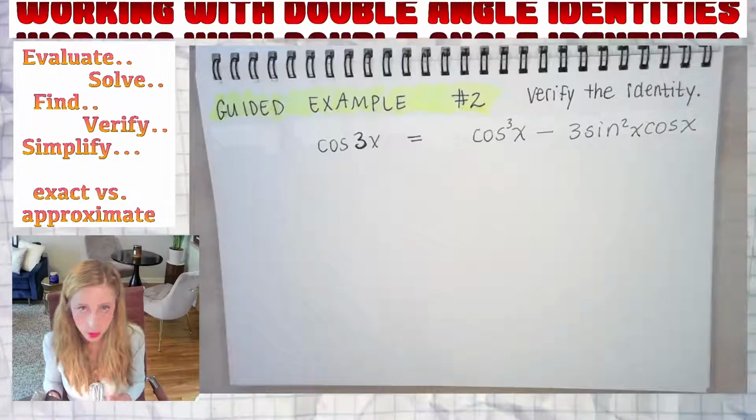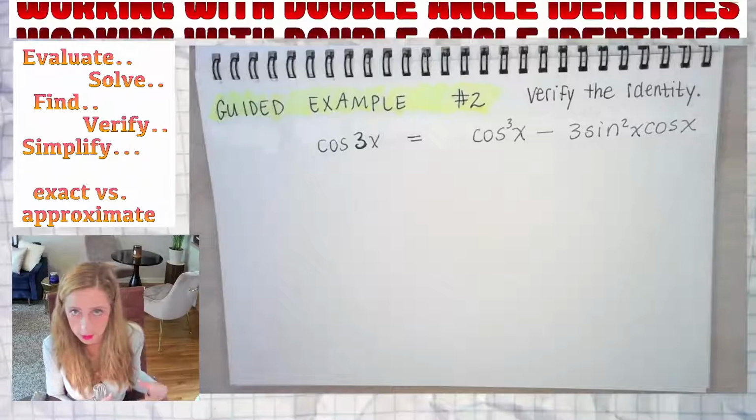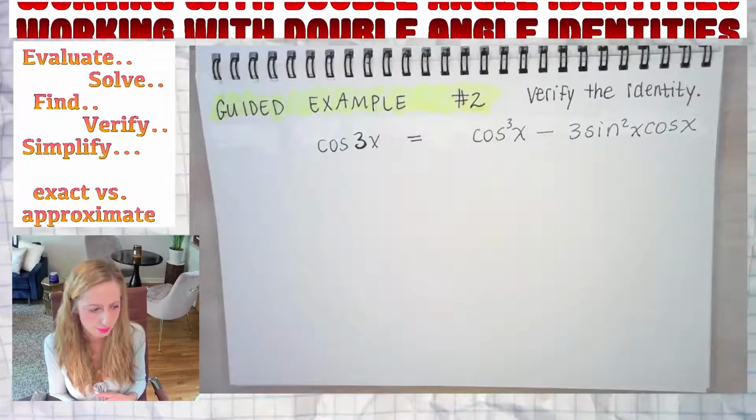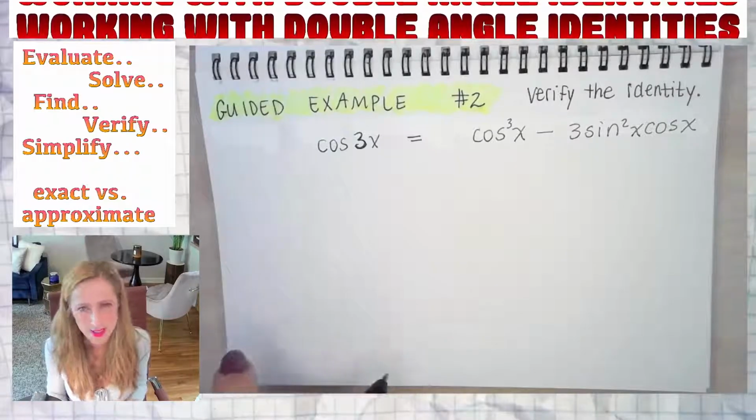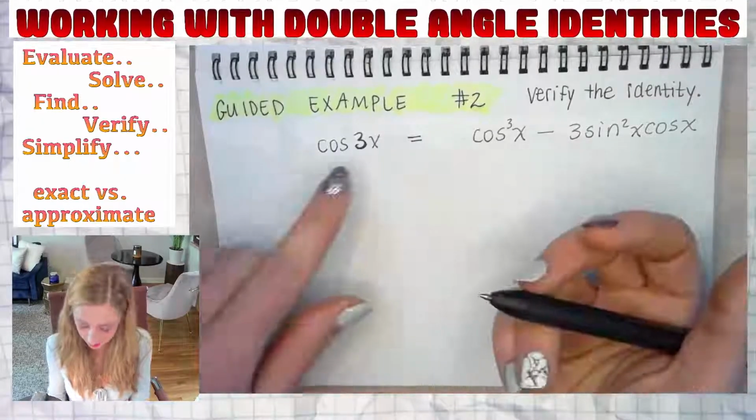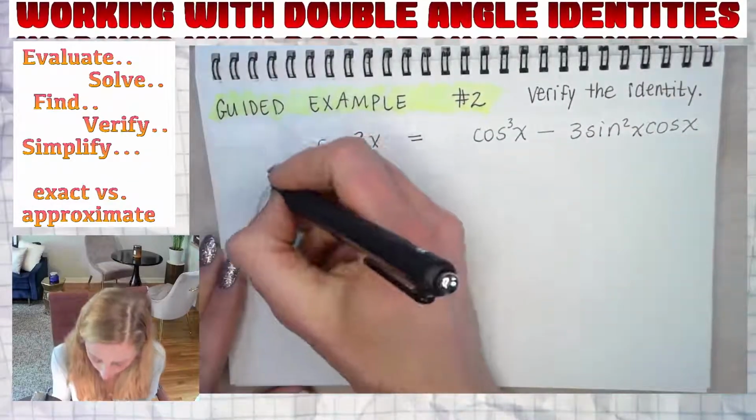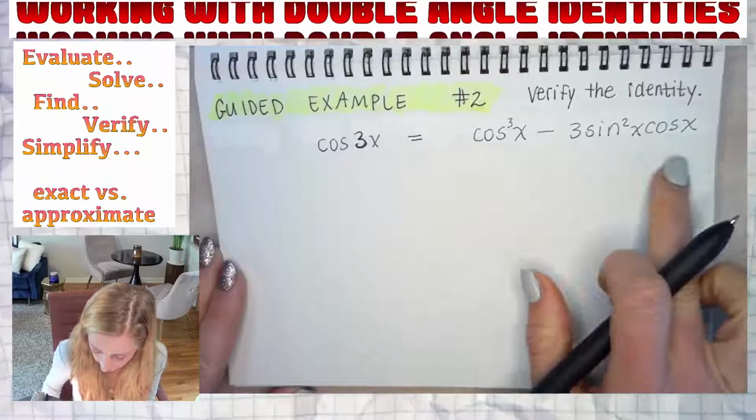I hope you have those handy. If you don't, press pause right now, go find your angle sum and difference identities from the previous lesson. I don't know what number we're on, 19, and this is 20, can I count? And get those, all right? I hope you have those handy. I'm going to change the left until it equals the right.